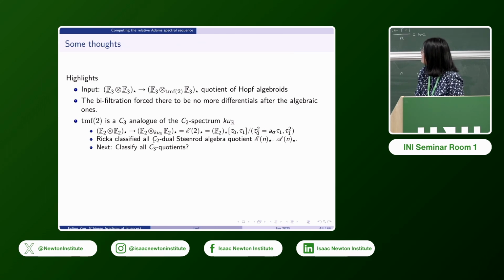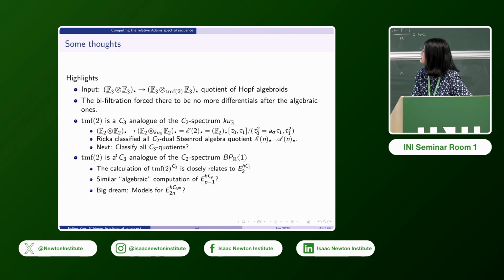And Rika classified all C2 Dyer-Lashof algebra quotients as En star and An star. And we wonder, a project I really want to do, what are all the C3 equivariant Dyer-Lashof algebra quotients, and can we classify them? And this should be a first example of that.